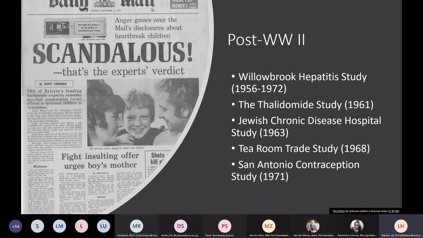The ethical problems, again, were a lack of informed consent, the use of a vulnerable group, the Mexican-American women here, and power relationships, and also the risks outweighing the benefits of the study.